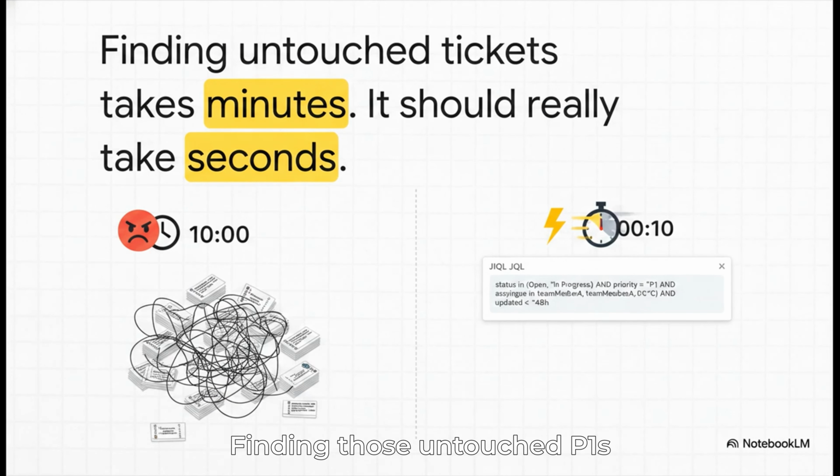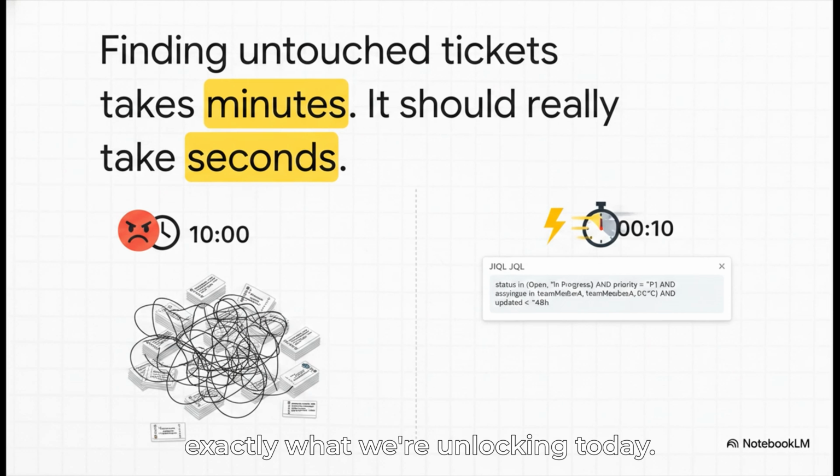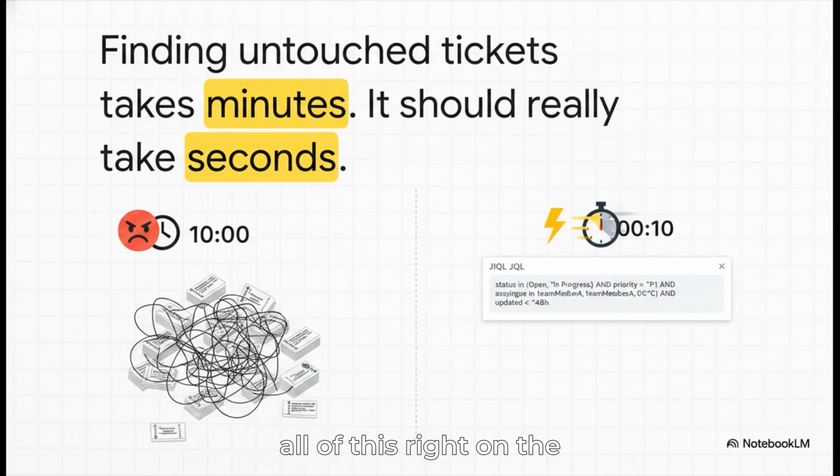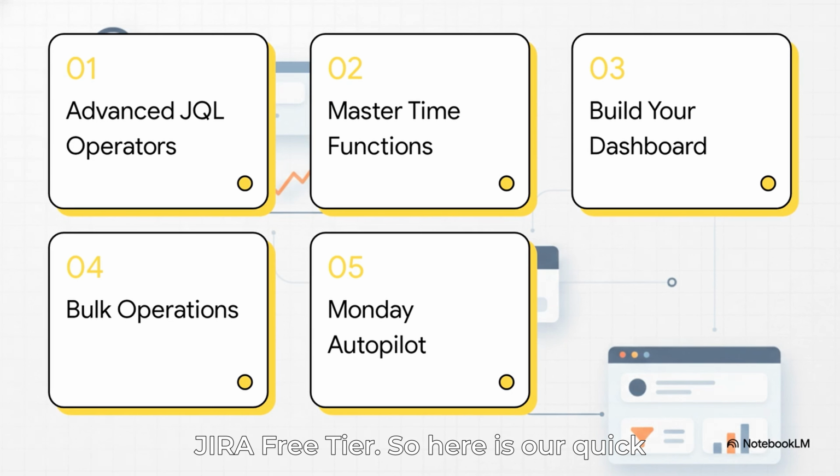Finding those untouched P1s might take you 10 minutes of clicking and scrolling right now, but it should really only take about 10 seconds. No joke. And that's exactly what we're unlocking today. Absolute power user efficiency, so you can literally reclaim your time. And the best part? You can do all of this right on the Jira free tier. So here is our quick playbook to get us there.